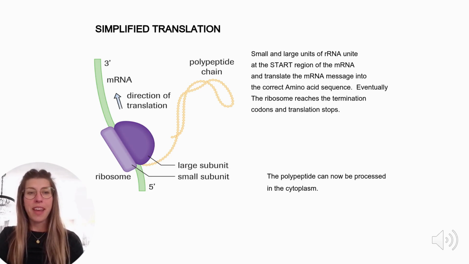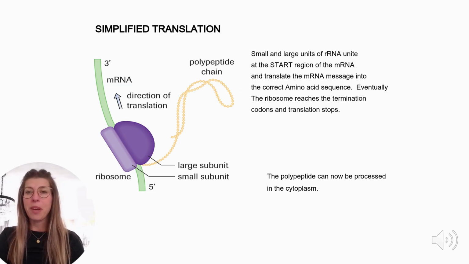So here's a very simplified example or overview of translation. We have that large subunit and small subunit that come together to make a ribosome, and it moves along the mRNA from the 5' along to the 3'. And what we see as an output is the polypeptide chain that forms of amino acids bonded together. So eventually the ribosome will reach the termination codons and translation will stop, very similar to transcription. But this is actually happening on the mRNA strand this time and making amino acids as the outcome.